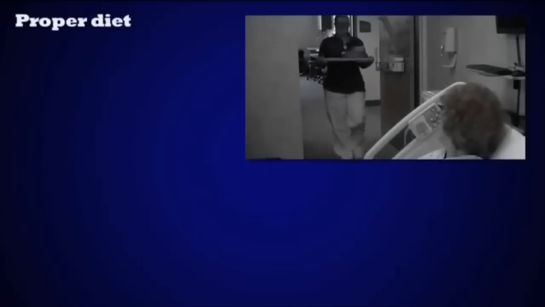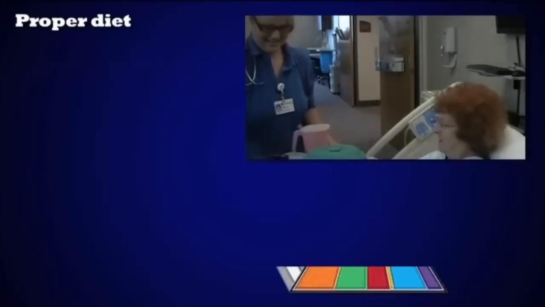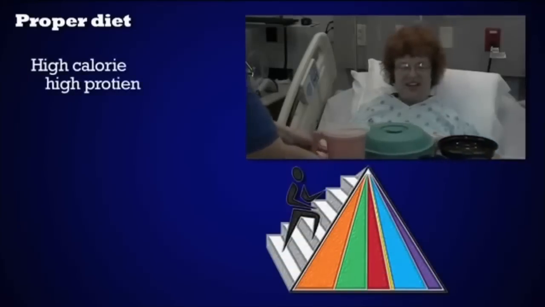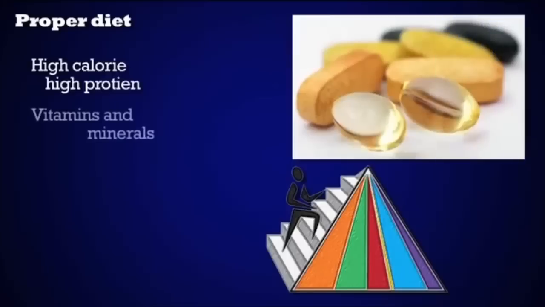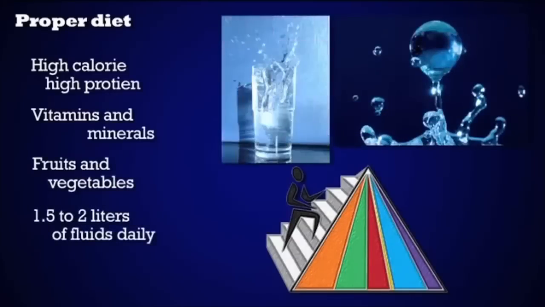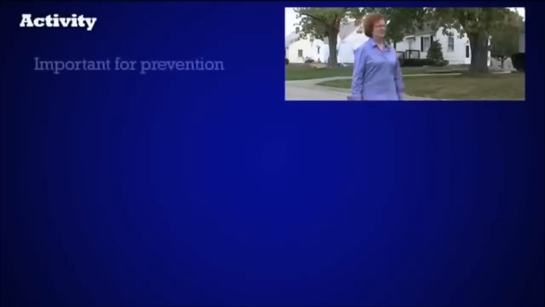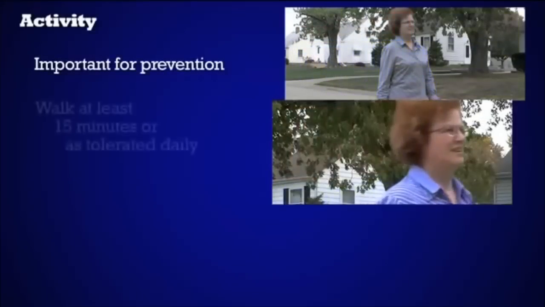Proper diet is important to prevent malnutrition during the recovery process. Be sure you are getting a high-calorie, high-protein diet. Vitamins and minerals to strengthen your immune system, fruits and vegetables, as well as 1.5 to 2 liters of fluids daily. Activity is also important for preventing pneumonia.